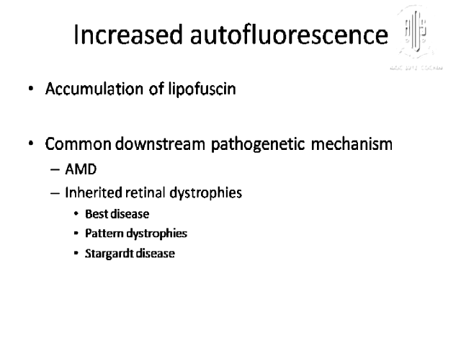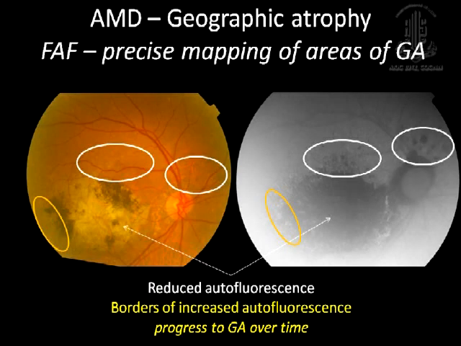And in contrast, whenever there is accumulation of lipofuscin, you get increased autofluorescence. And this accumulation of lipofuscin is a common downstream pathogenic mechanism in many of the retinal diseases, particularly AMD, inherited retinal dystrophies. We will be seeing these in the next few slides. So there is age-related macular degeneration. Autofluorescence is of particular importance in geographic atrophy. So it precisely maps the areas of geographic atrophy.